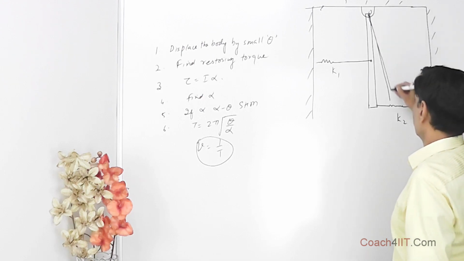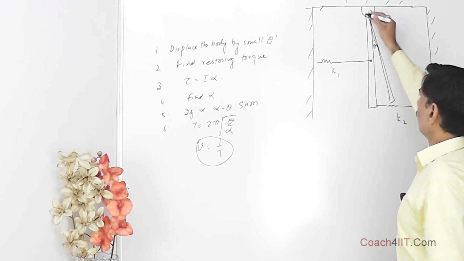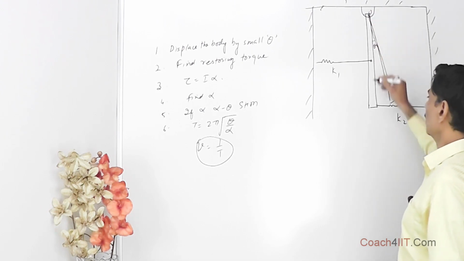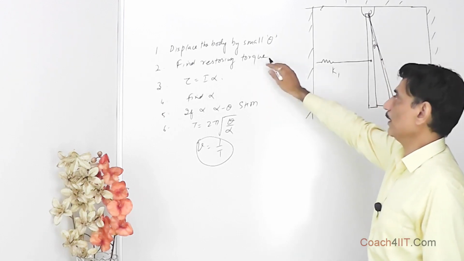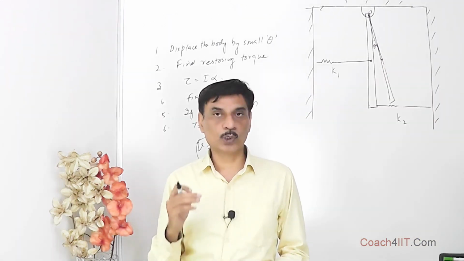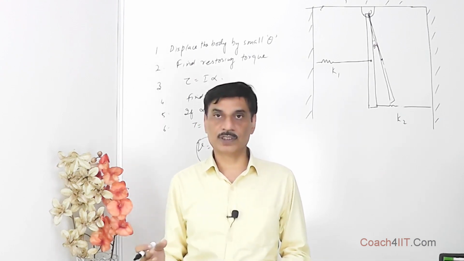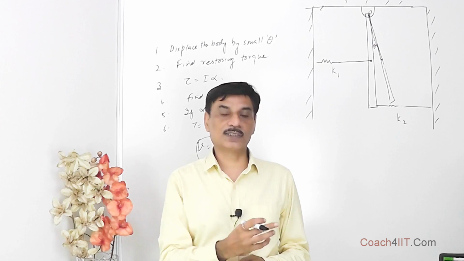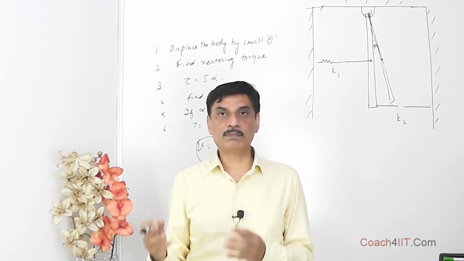It is displaced over here, right? So this angle is theta. From here to here is L by 2, from here to here is L. As soon as we displace it, we come to the second step: find the restoring torque. We know torque is force into the perpendicular distance between the line of force and the axis of rotation. So first we have to find the forces which will create torques which will try to bring the body back to its original mean position.